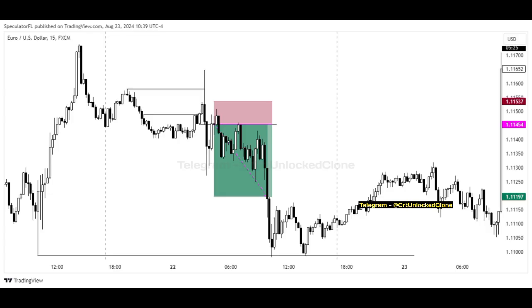Within the bigger London Open Kill Zone, which is from 2 a.m. to 5 a.m., the 3 a.m. is a more refined version of it, and if you get an entry or a purge there during the 3 a.m., then it increases the probability of your trade even more, right? And you would get even more conviction in your trade idea. And then on the 15-minute time frame, you can see that I took my entry here, right, at this model 1 setup, at this entry model, and that was it. That was the trade breakdown.